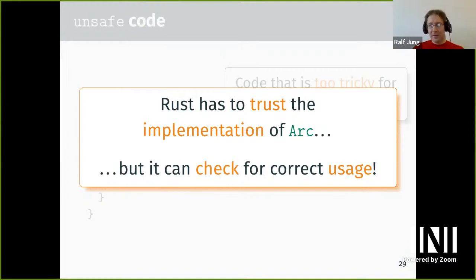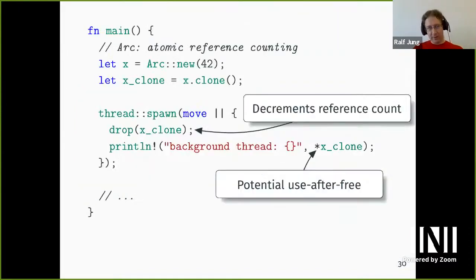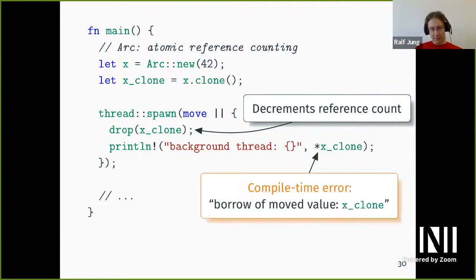Well, let's look at an example of using Arc incorrectly by changing our program and reordering the two operations in the background thread. So we will now first drop xclone and then try to read the data field. This is a buggy program because when we drop xclone, that decrements the reference count, and it might now actually be 0, and so deallocate the object, which would mean now in the next line, printing the content of the data would be a use after free. However, lucky enough, the Rust compiler notices this problem and gives us a compile time error, because when we drop xclone, we actually give away ownership of xclone, so we can no longer use it to read the data field afterwards.